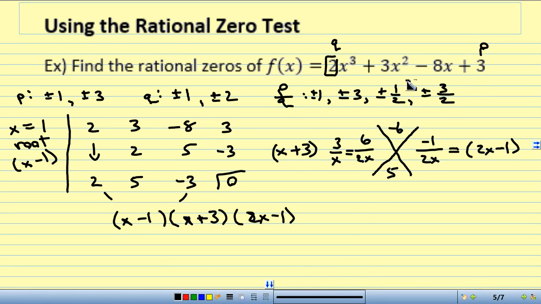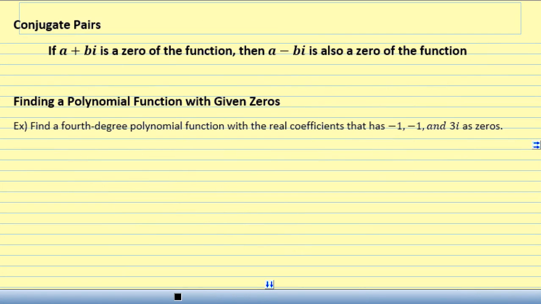Now that's the factored form of f of x. So I already know x equals 1, x equals -3, and x equals 1/2. Look at this. I've got 1, -3, 1/2. So again, all my real roots are going to be one of these ratios.